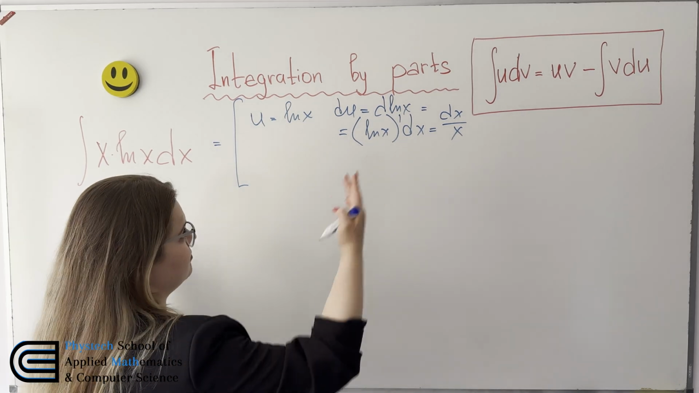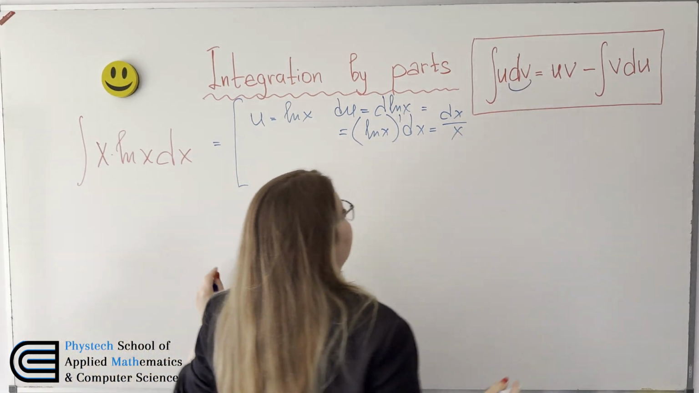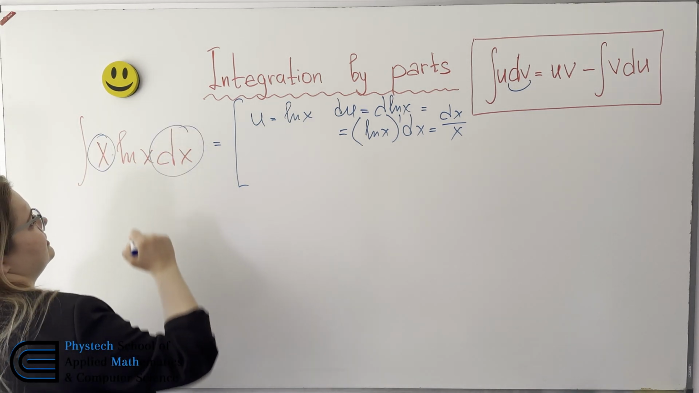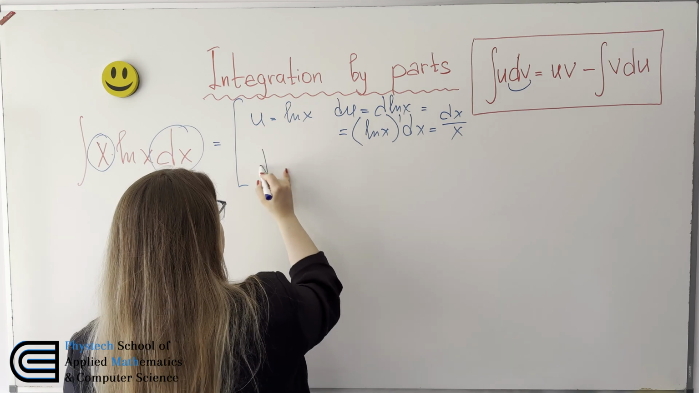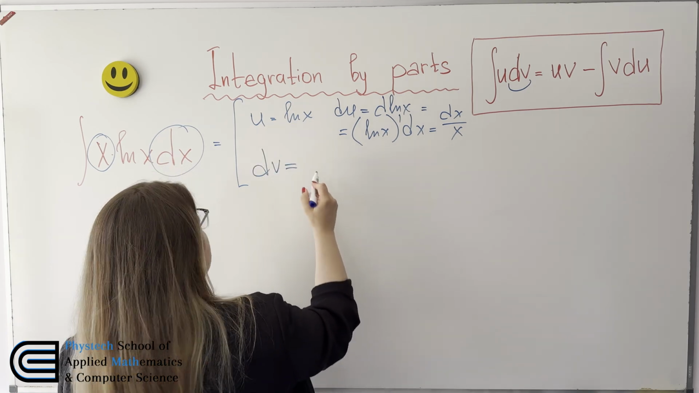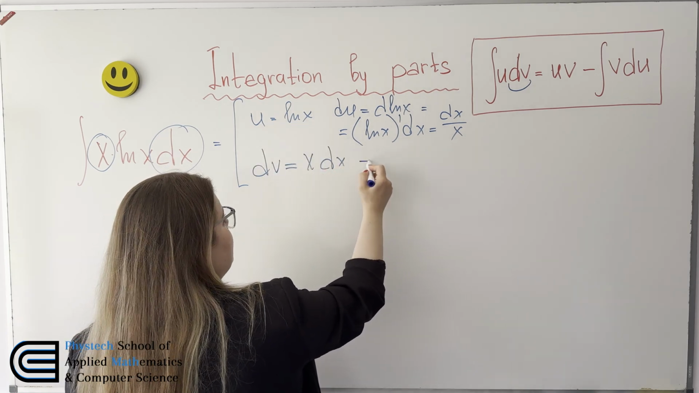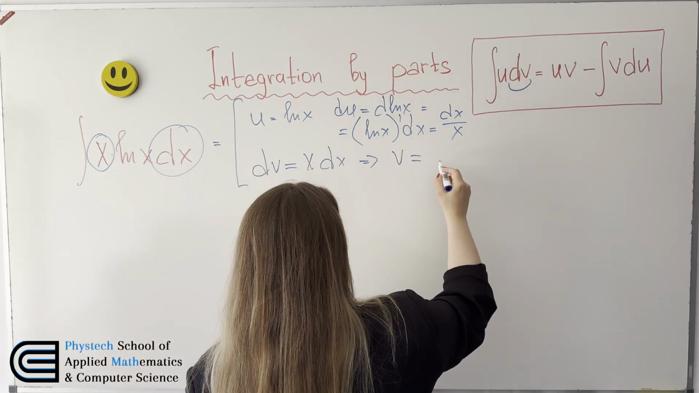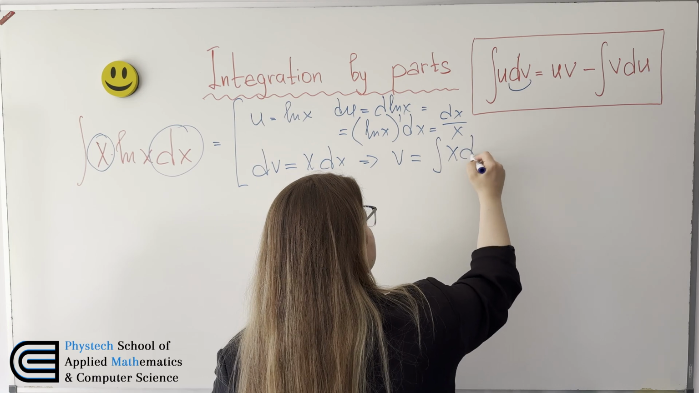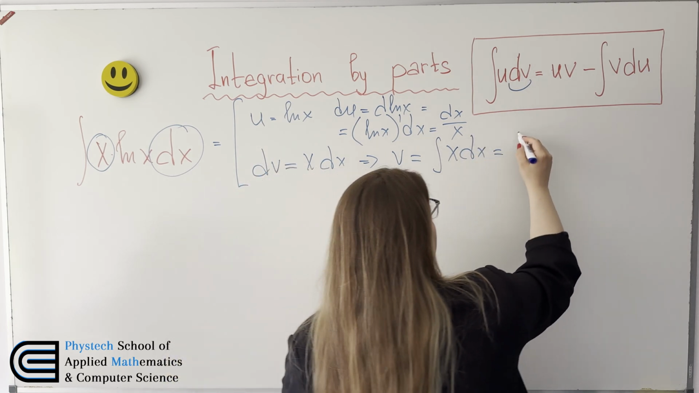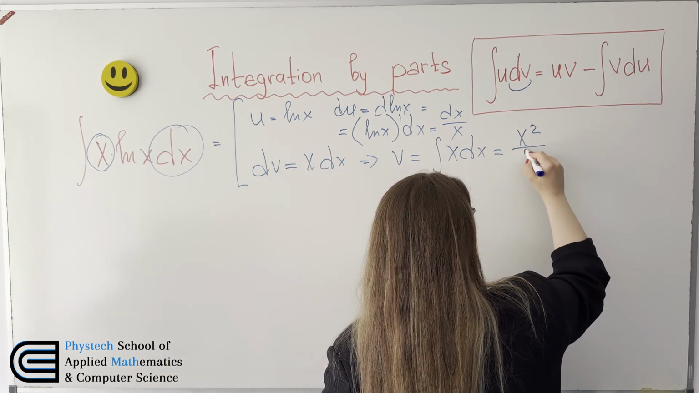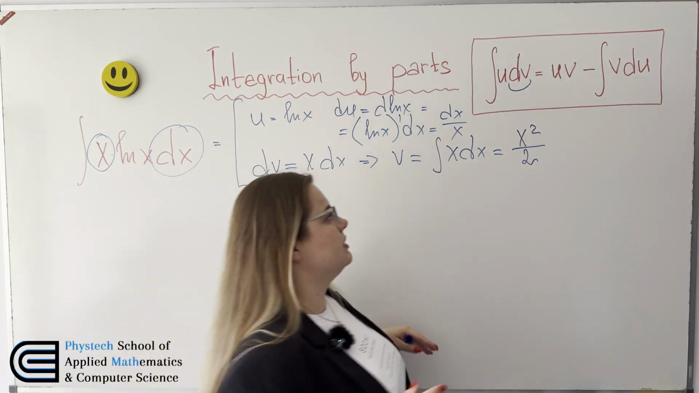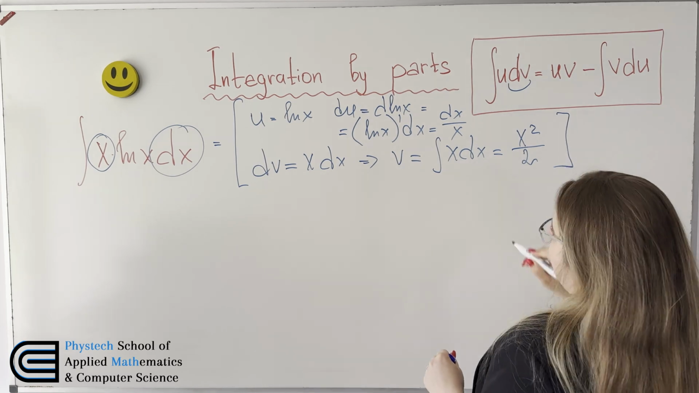And now we have dv. dv here is x dx. So dv is equal to x dx, and therefore our v is equal to the integral of x dx, which is equal to x squared divided by 2. And here we can put our constant c as 0.